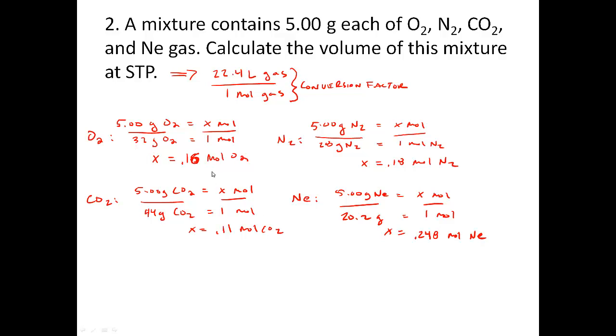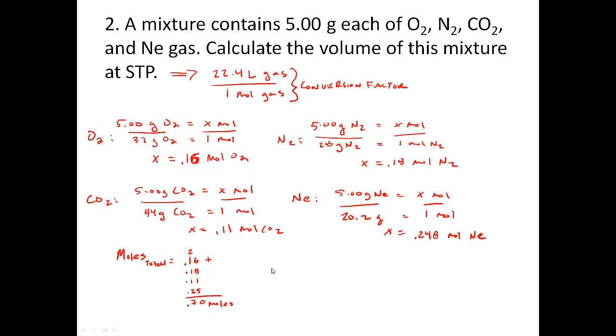Now, we want the total volume of this mixture, which means we need to take all the gases into account. So let's go up and add all of the moles up. So we're looking for moles total. That's going to be equal to 0.16 plus 0.18 plus 0.11 plus 0.25. I'm going to just round that off. And let's just do some addition. We've got 0.70 moles of total gas.